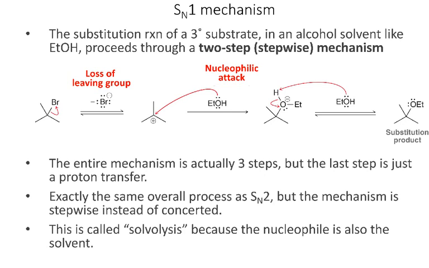In the case of an SN2 reaction, however, it's just one step, and both the loss of the leaving group and the nucleophilic attack happen in the same step. In the case of an SN1 mechanism, they happen in two distinct steps. Very often, the SN1 and E1 reactions are called solvolysis because the nucleophile, or in the case of an E1 reaction, the base is also the solvent.